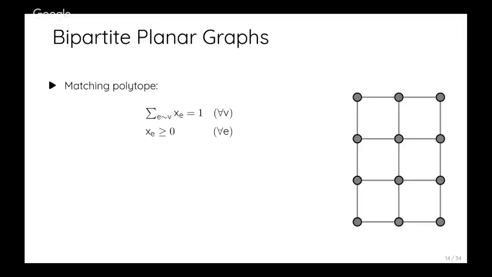So the algorithm goes. The polytope that I mentioned, whose vertices are all the perfect matchings, in the bipartite case is a very simple polytope.